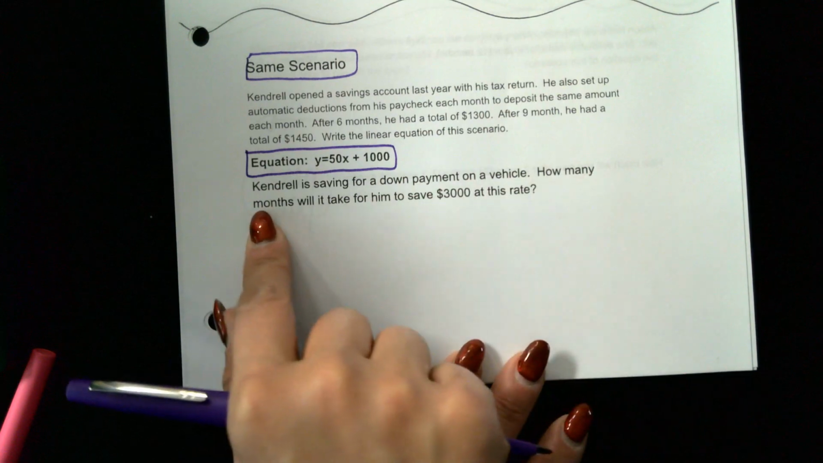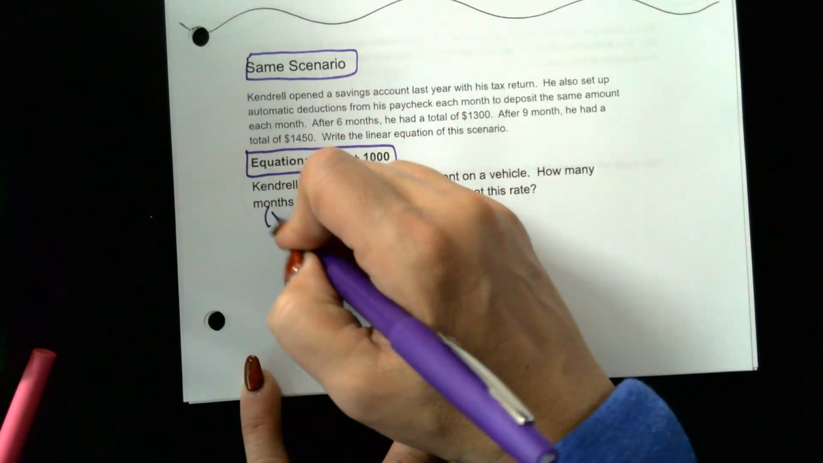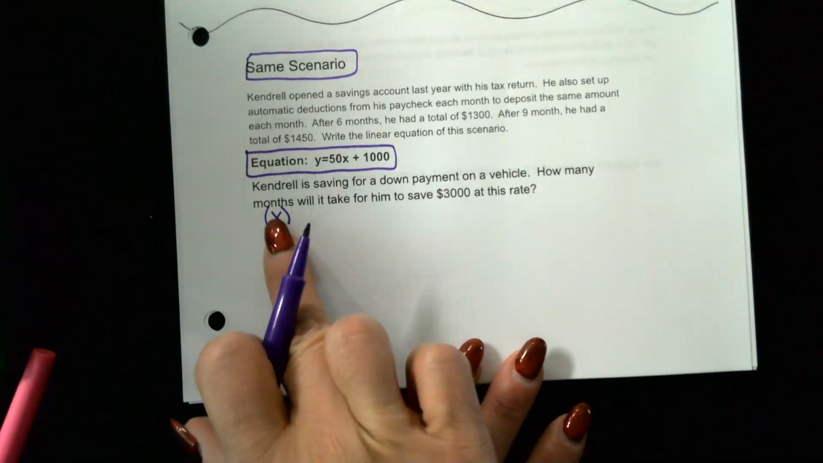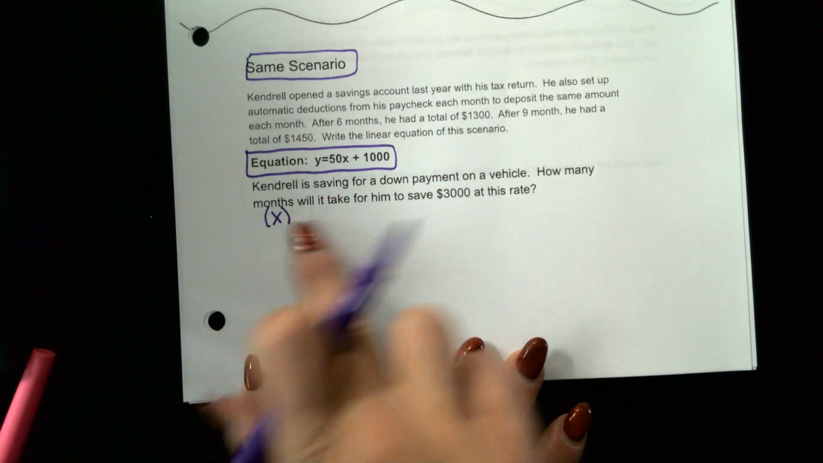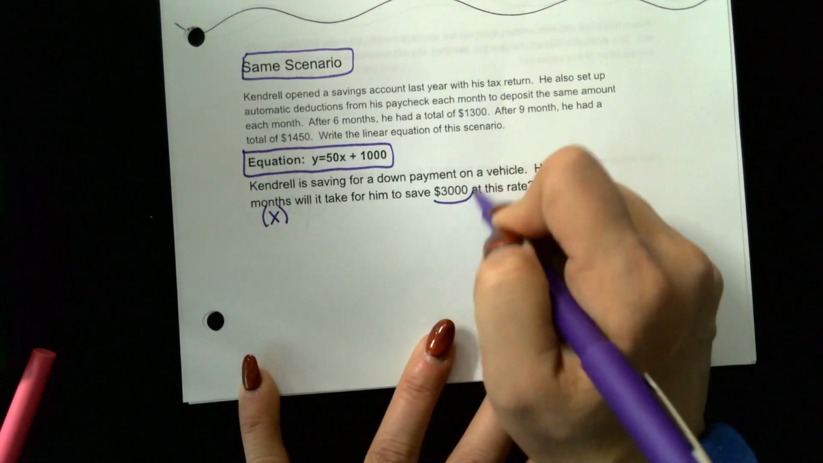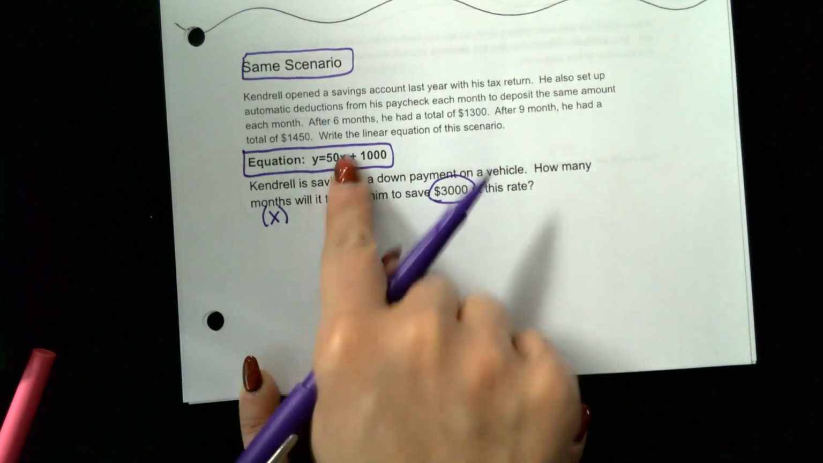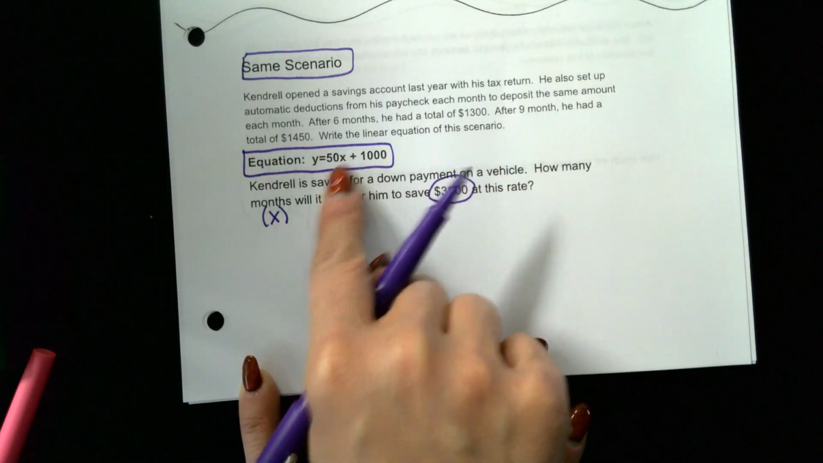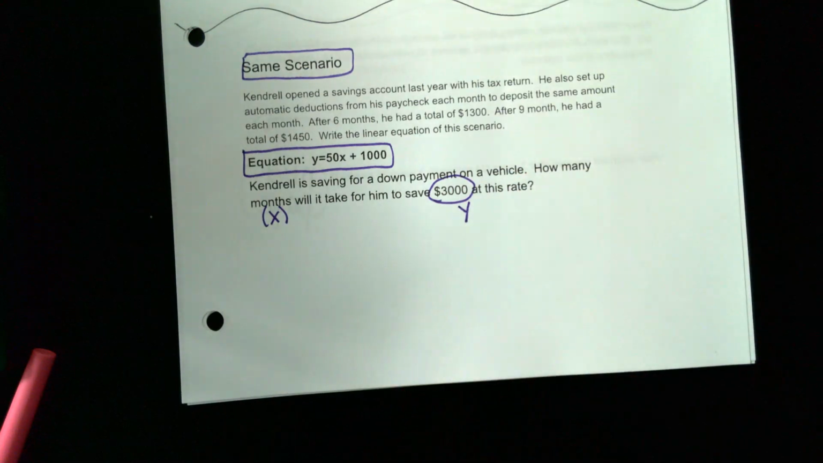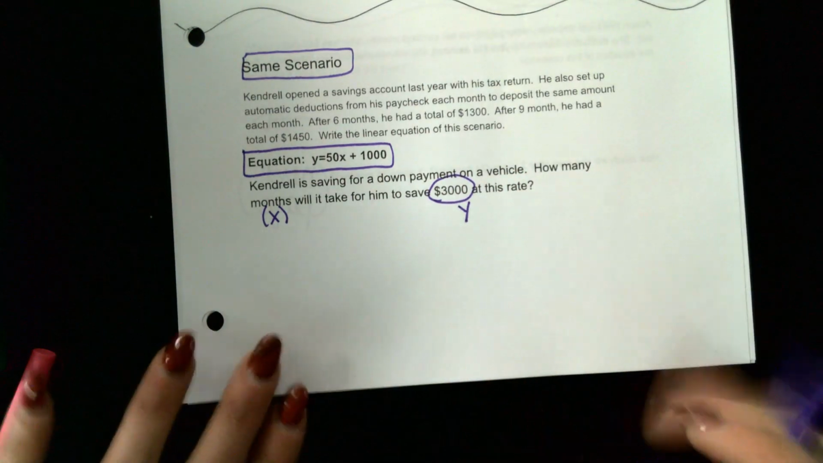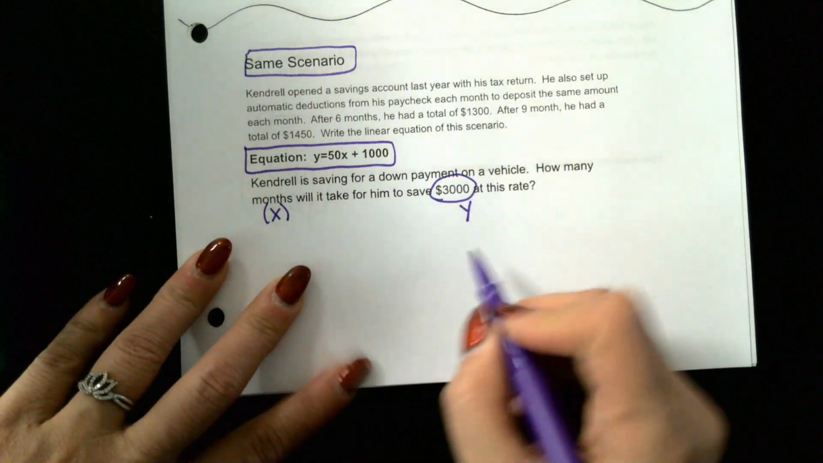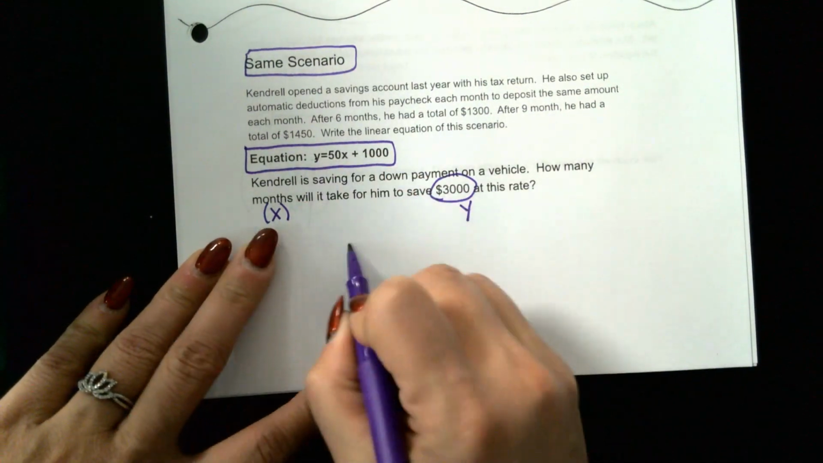How many months? And we said x was the number of months. So they want us to find x this time, which means, it says, will it take for him to save 3,000? So what does that 3,000 represent if they want us to find x? It's the y. So they have given us the y this time. So where are we plugging in that 3,000? Where the y is. So we would rewrite this equation putting 3,000 where the y is.